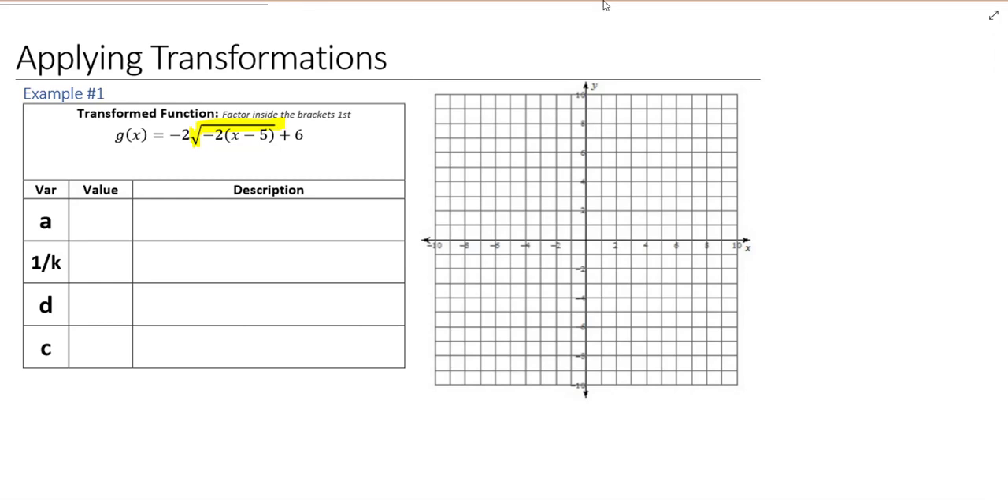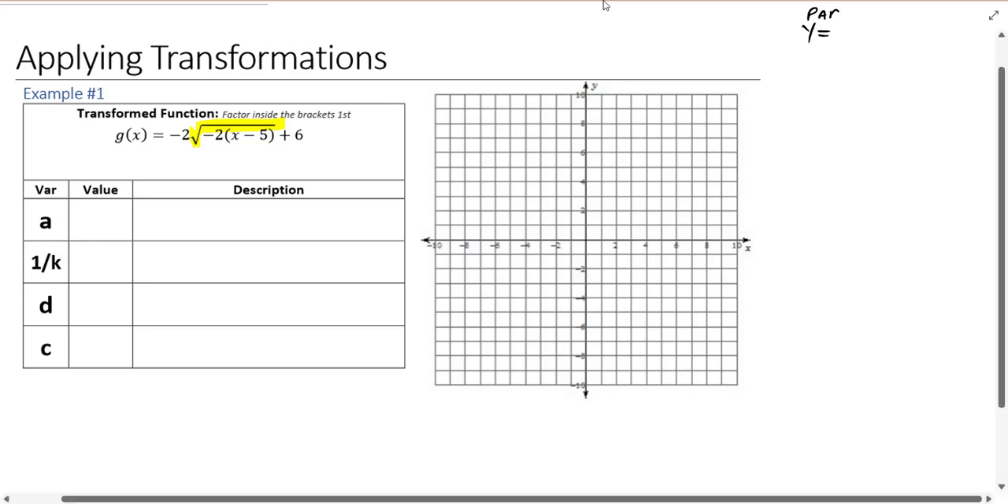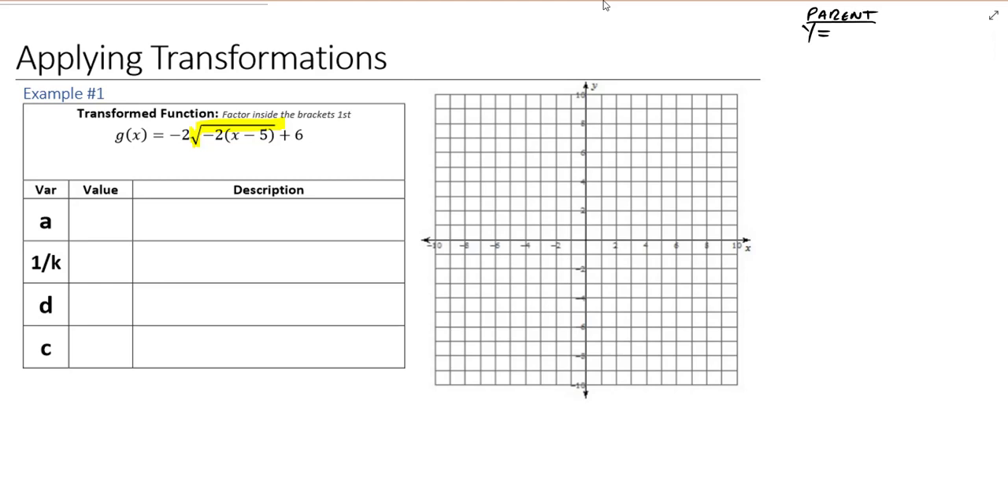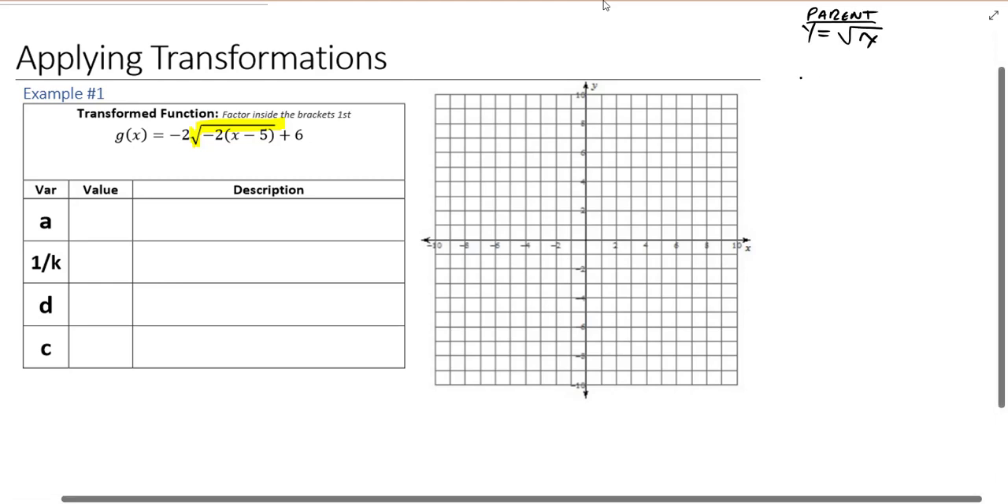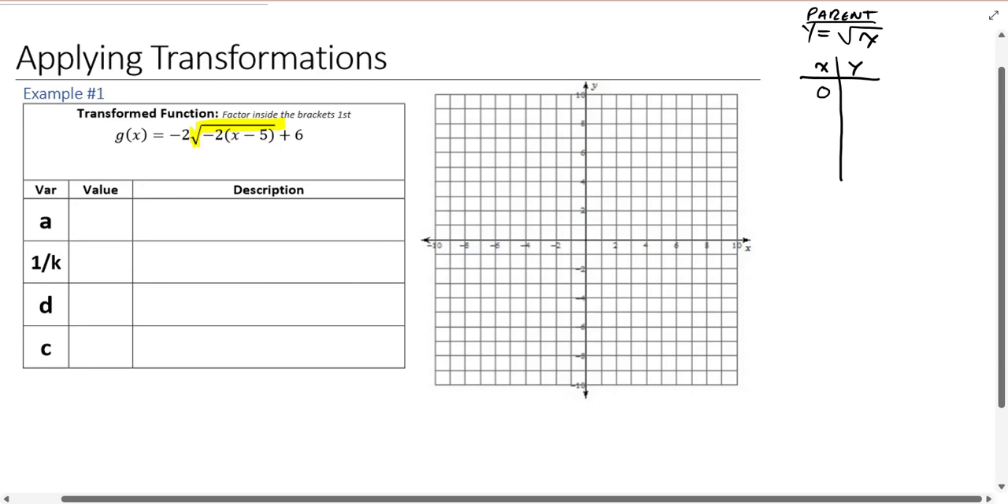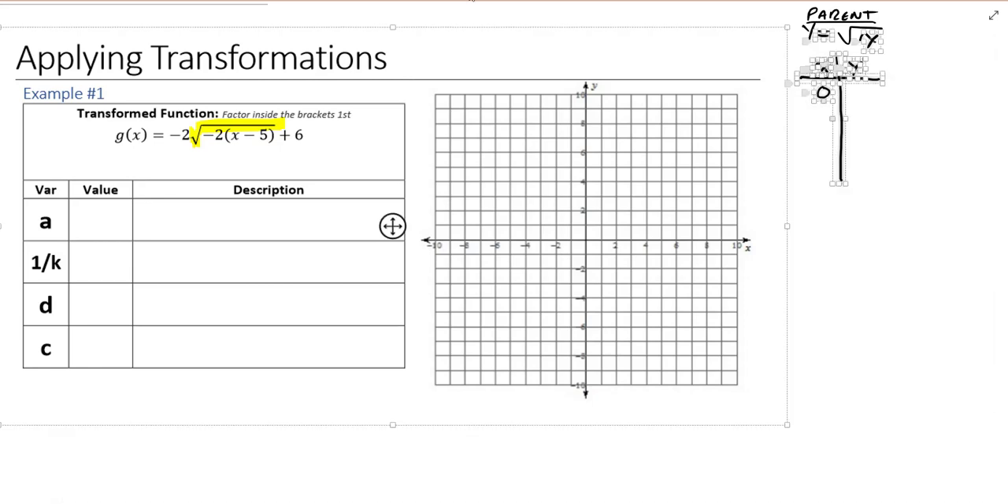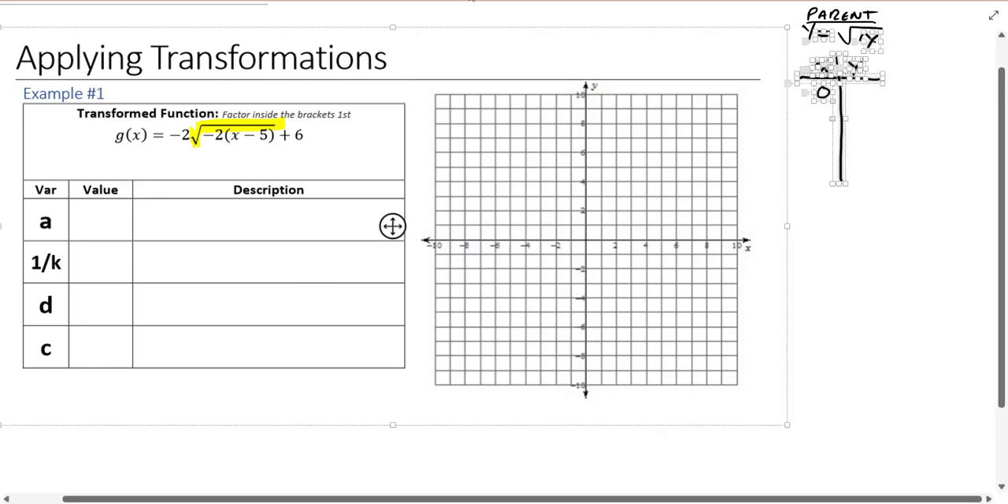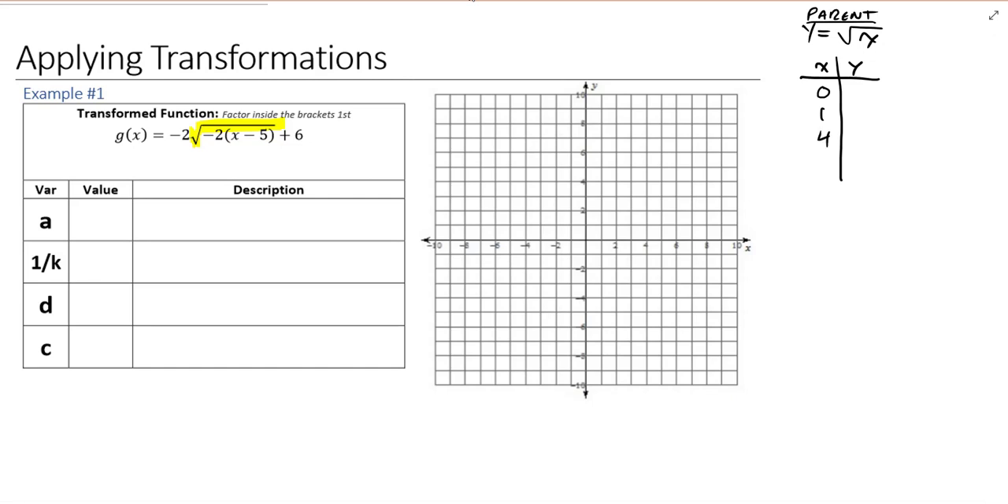We can look back at the last video about parent functions and see how to draw that. So our parent here, I'm going to make a table of values, is y equals the square root of x. I'm going to make a little x and y here, and let's write down those coordinates we use. 0, 1, 4, and 9.